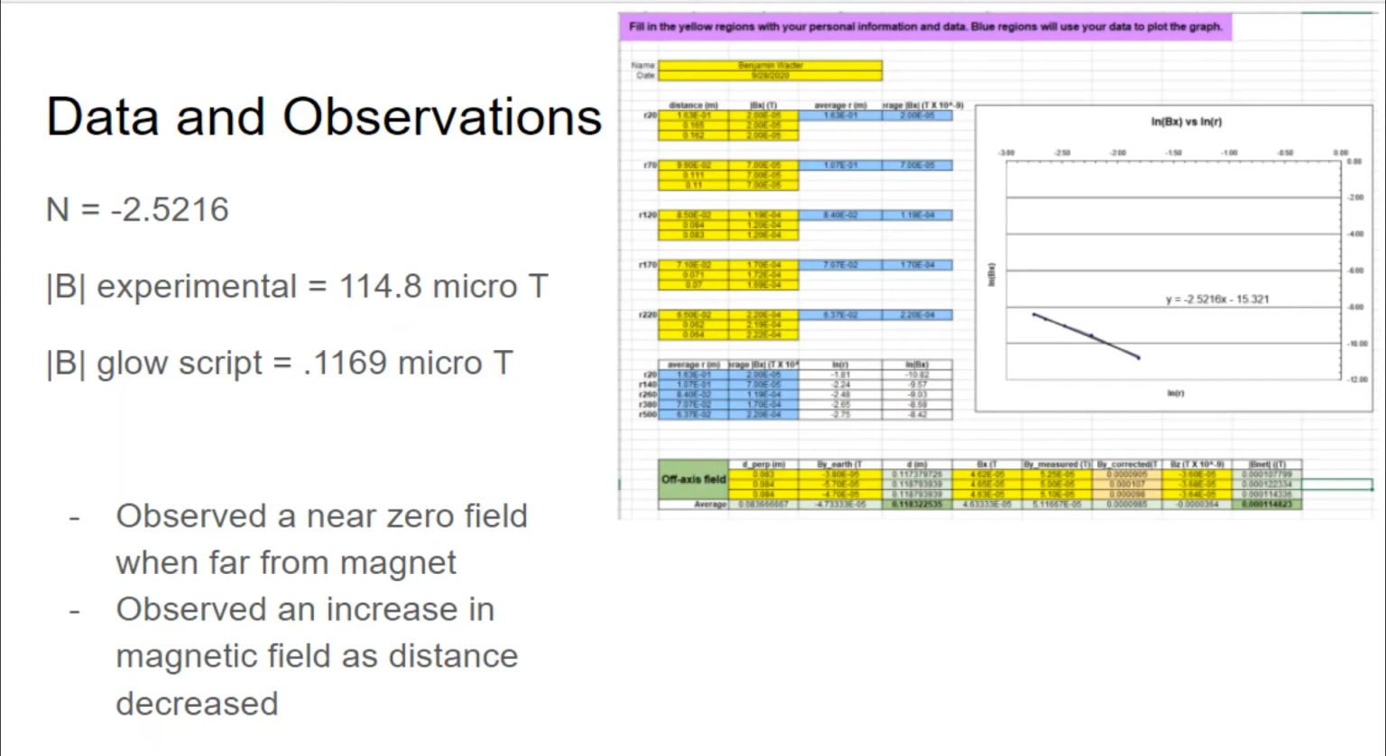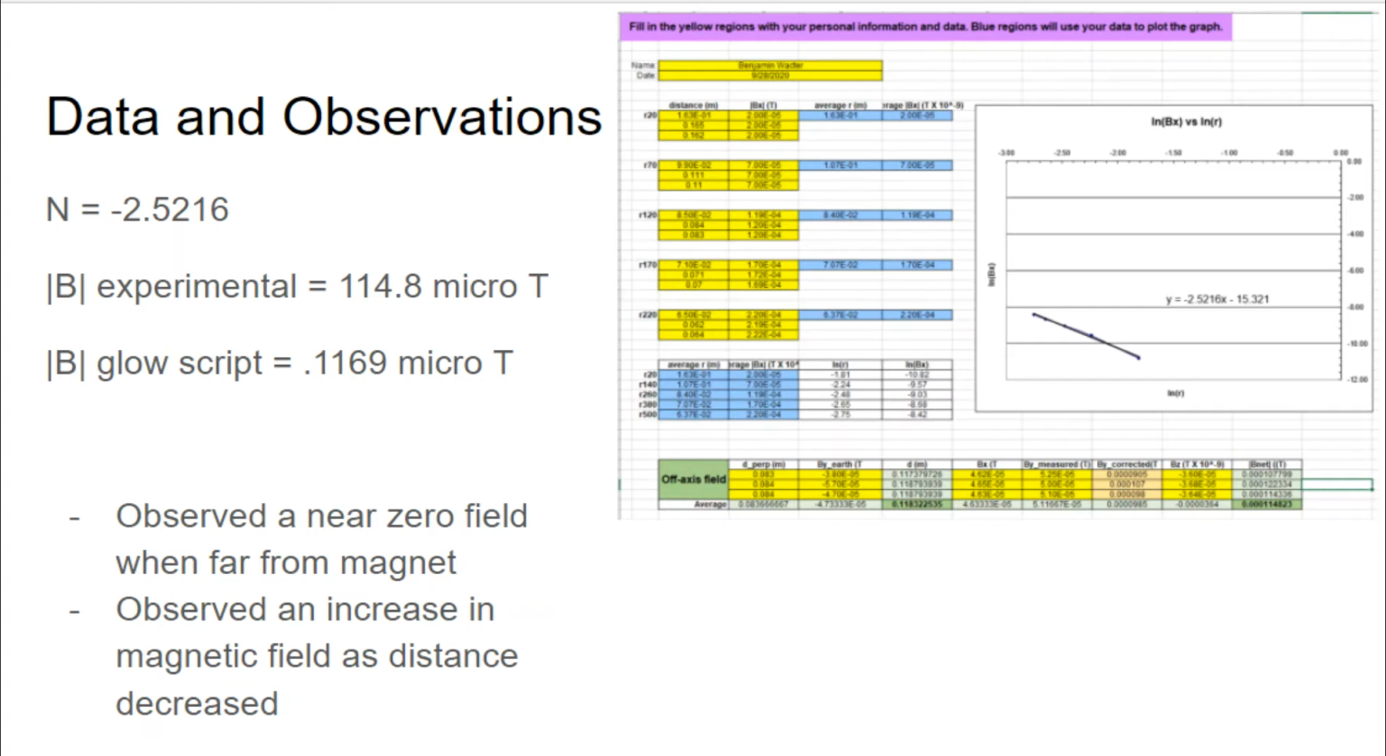The following data and observations were collected. N from the Excel spreadsheet was found to be negative 2.5216. The experimental value for the magnitude of the magnetic field was found to be 114.8 microteslas, whereas the value for the magnetic field was found from the GlowScript model to be 0.1169 microteslas. This is several orders of magnitude off from the experimental value.